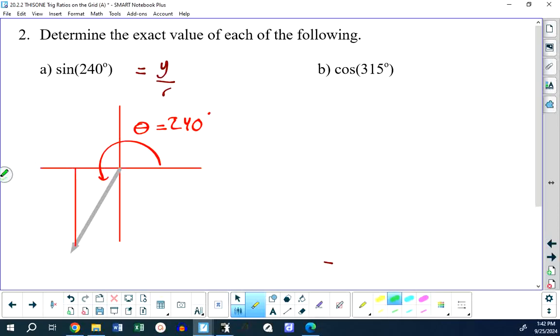What you are going to do is draw your reference triangle, which looks like that. And you're going to go, oh, okay. This is 60 degrees in here. This is 30 degrees in there. I recognize that special triangle. That triangle has a hypotenuse of 2. The short side is 1, and this is root 3.